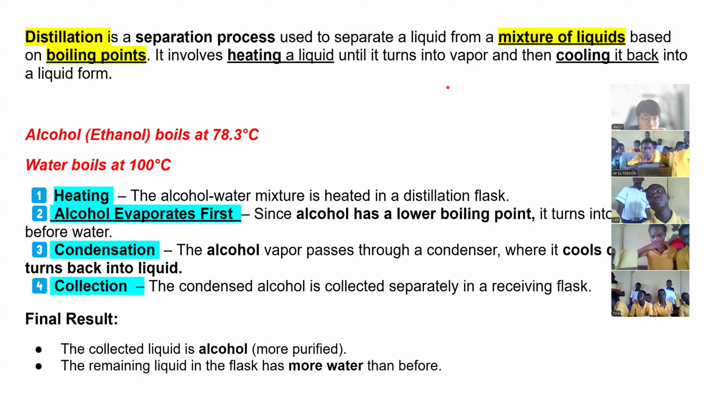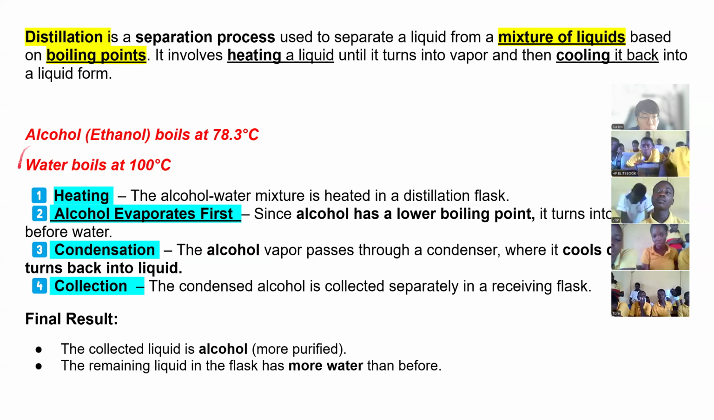So we have alcohol and water in the previous example. Alcohol boils at 78.3 degrees Celsius. Water boils at 100 degrees Celsius.